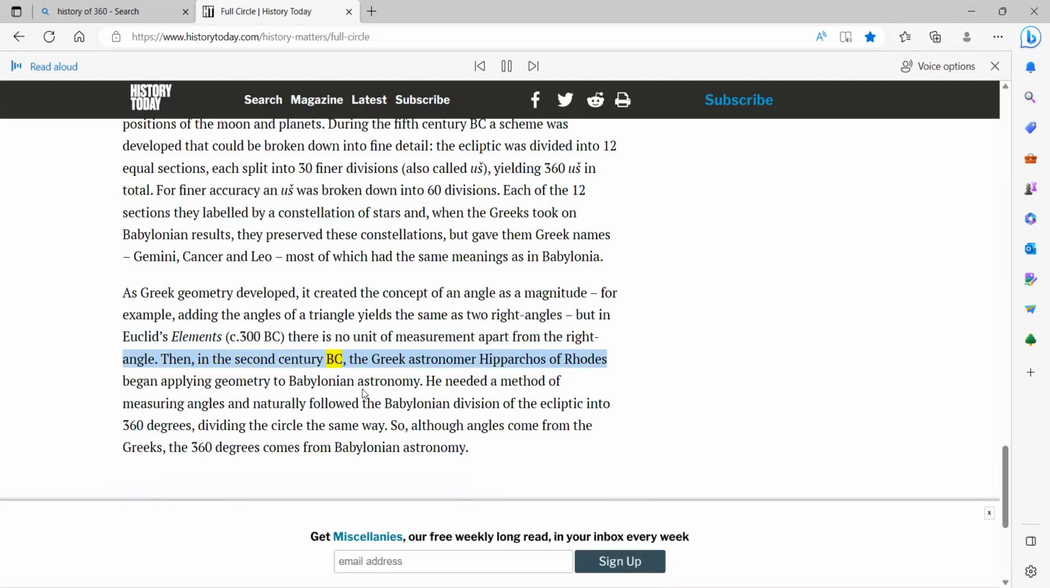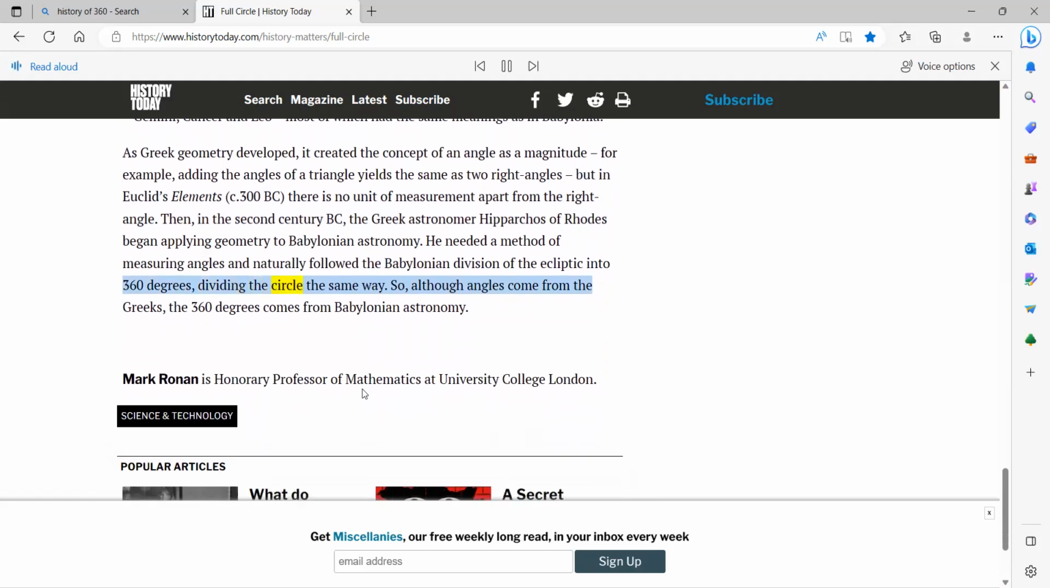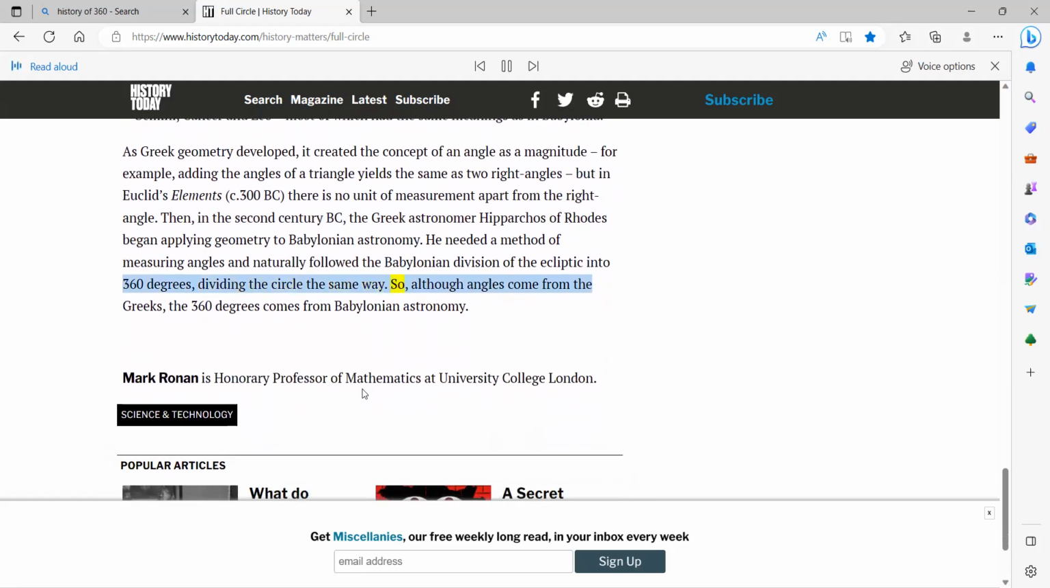Then, in the 2nd century BC, the Greek astronomer Hipparchus of Rhodes began applying geometry to Babylonian astronomy. He needed a method of measuring angles and naturally followed the Babylonian division of the ecliptic into 360 degrees, dividing the circle the same way. So, although angles come from the Greeks, the 360 degrees comes from Babylonian astronomy.